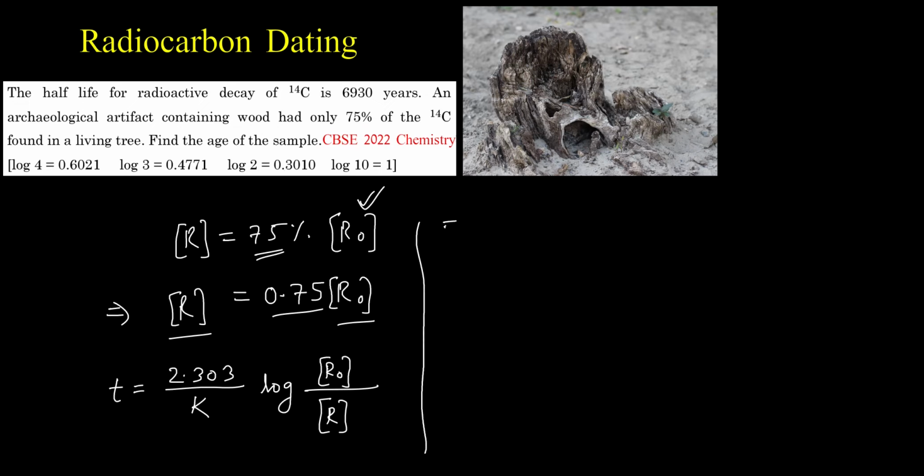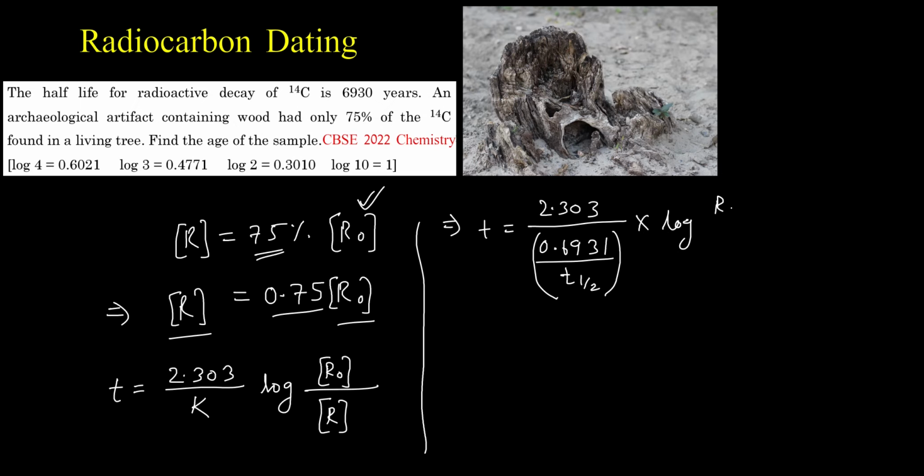So from here we will put the values. We will get t equal to 2.303 divided by the decay constant. In this question the decay constant is not directly given, but we know the half-life of carbon-14. So using the half-life you can calculate the decay constant as 0.6931 divided by half-life. This is the decay constant or disintegration constant of the sample, multiplied by log of R naught, the initial concentration, divided by the current concentration, that is given as 0.75 R naught.